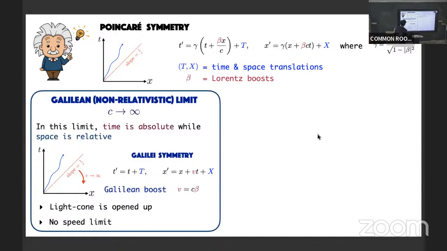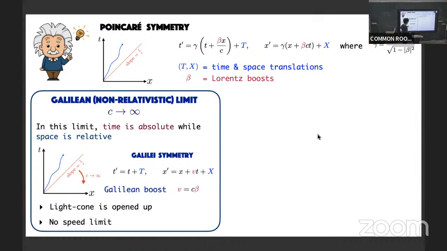So we have this non-relativistic limit, which people call the Galilean limit. In this limit, you take the speed of light c to infinity. And in this limit, you get the usual picture of our old-fashioned physics, Newtonian physics. So you have absolute time, but space is relative. Space and time decouple: time is absolute, space is relative. And this Poincaré symmetry is going to be contracted to what we call the Galilean symmetry.